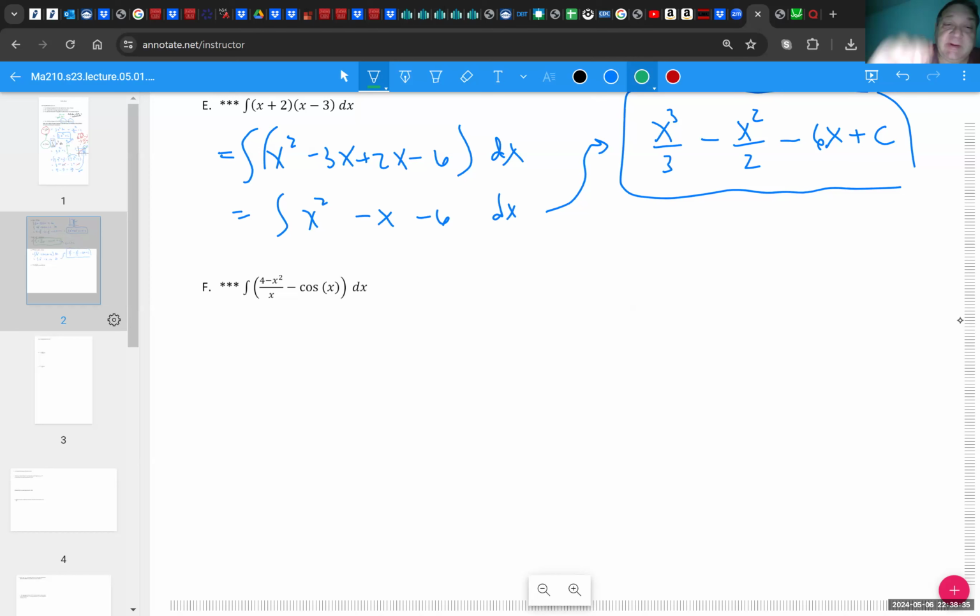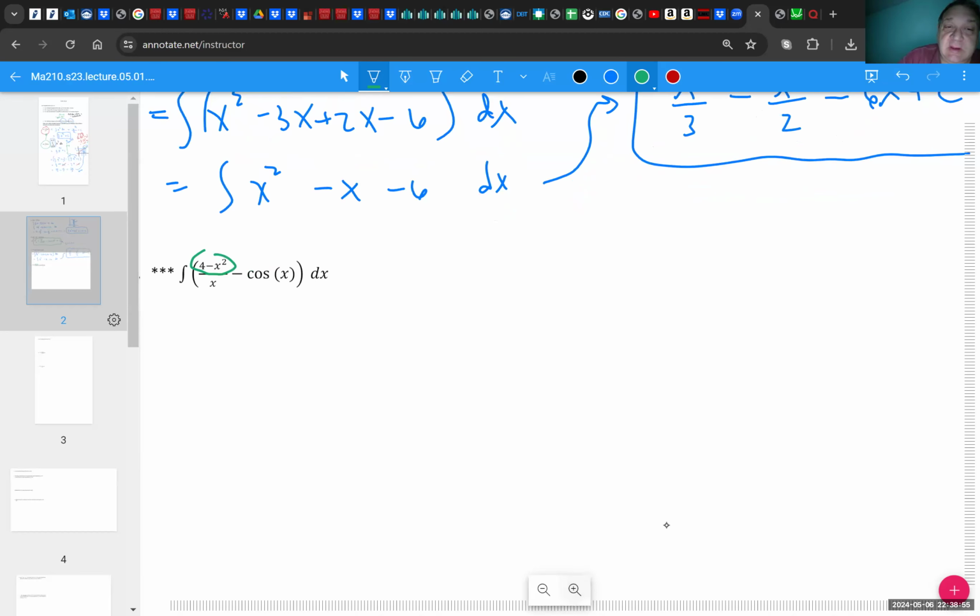All right, so we got this one here. And remember, of course, you can pause at any time and give it a try, and then come back and see if you have gotten an answer that looks similar to the one I'm demonstrating. All right, so for F, we have 4 minus x squared on the top over here. Maybe I'll make this a little bit larger for people who have small screens.